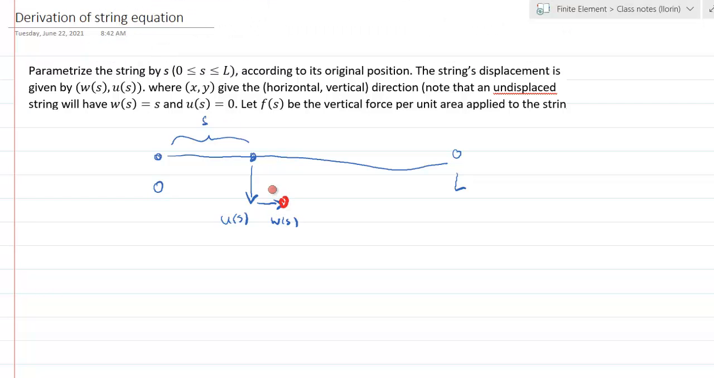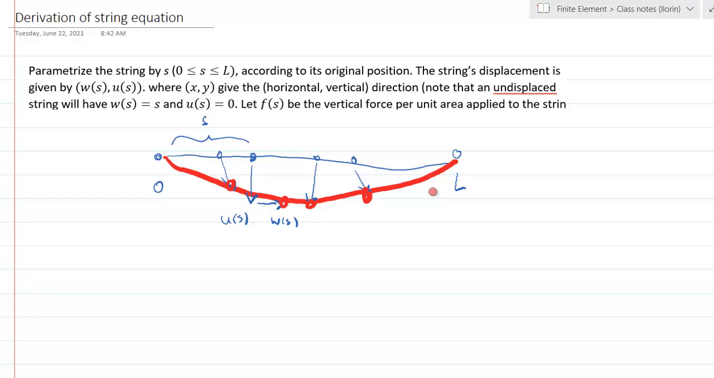And all points in the string similarly. So the string will go like this. Every original point on the string will move to another point on the displaced string, something like this. I don't know where it will move, but we'll just say that the string points are being displaced and the new positions will be at these corresponding red points.